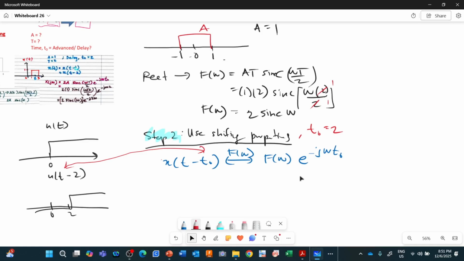So, for example lah. Maybe u(t) is confusing for you. So let's say you have a signal, this signal, but we call it x(t).